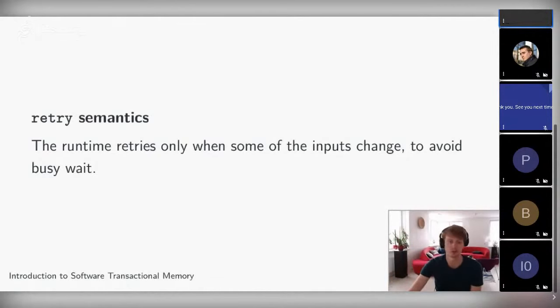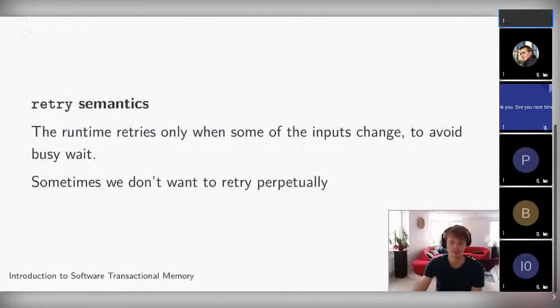And that's also a nice property. But sometimes we don't want to retry perpetually, right? It would also be very nice to be able to say, hey, this person doesn't have enough money, period. Don't retry, just give them an error message. And that's also something you can do in STM.